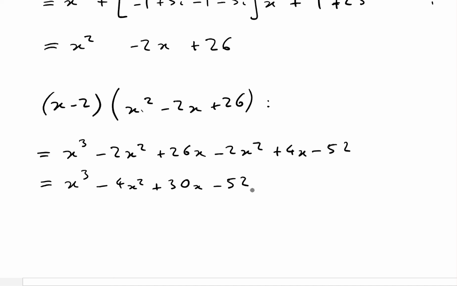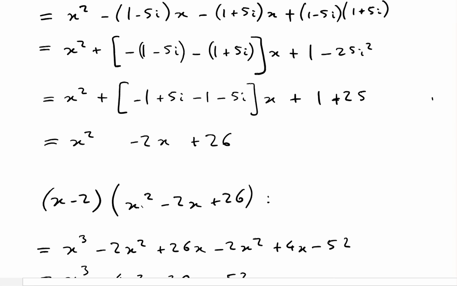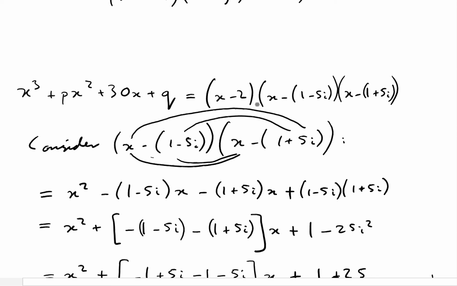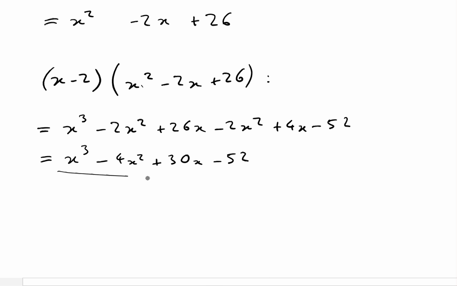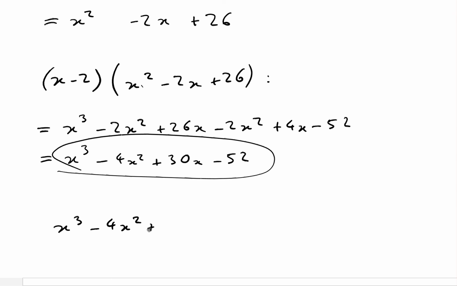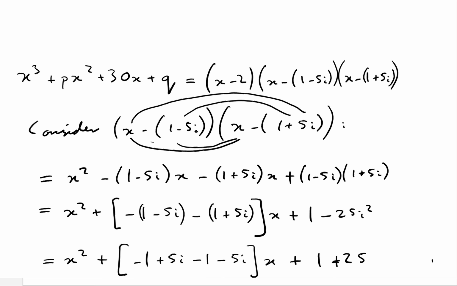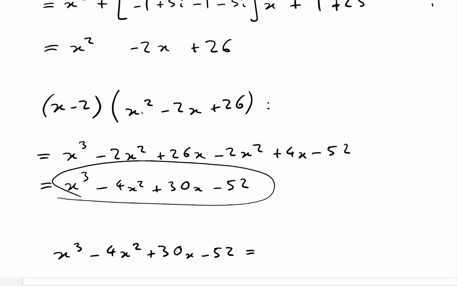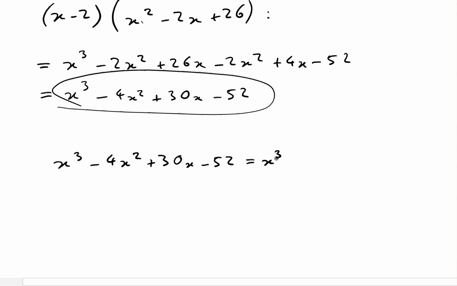Okay, so now that's the majority of the work done, because we've expanded this right hand side. This right hand side expanded is equal to this thing. And that thing is equal to plus 30x, horrible 0, I'm sorry, negative 52. That is going to equal this thing here: x cubed plus px squared plus 30x plus q. Okay, now we can just equate coefficients.